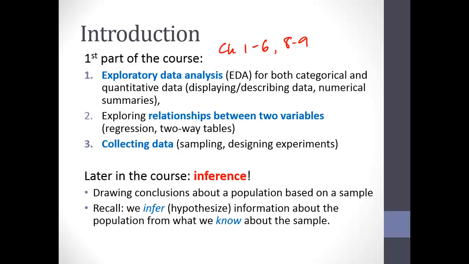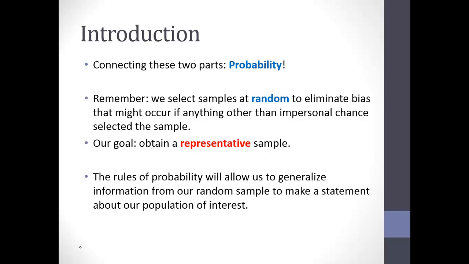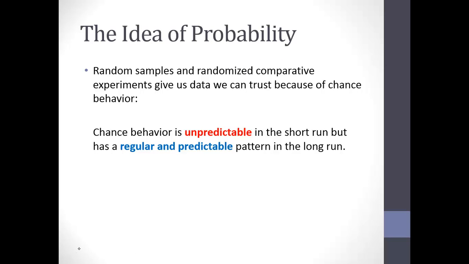So just a heads up, that's where we're going, and remember that probability is our connection between these two sections, these two ideas. We're always trying to obtain a representative sample or a random sample, because then the rules of probability allow us to make that generalization from our sample to the population. So that's all things that we've seen before.